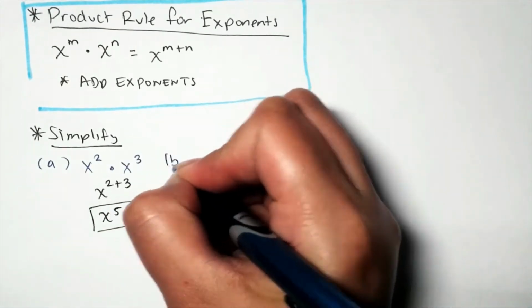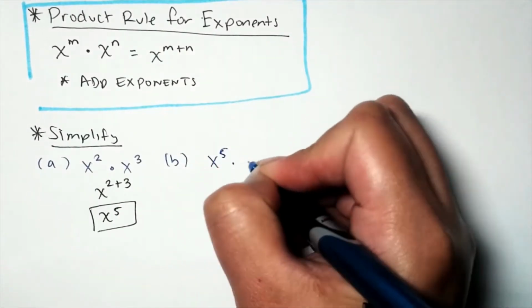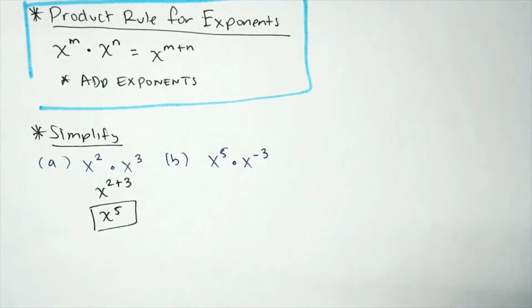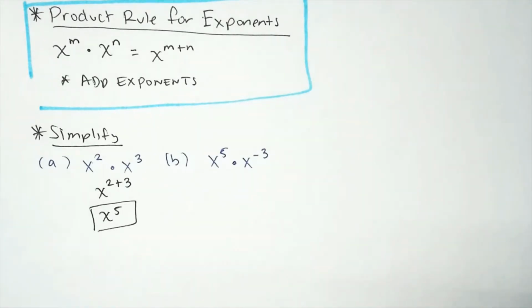Problem B. Problem B, we have x to the 5th times x to the negative 3rd. Now, am I having a moment? Of course I am, because that negative number scares me. But if you're cool with problem A, you're cool with any problem that I toss your way. I kid you not.